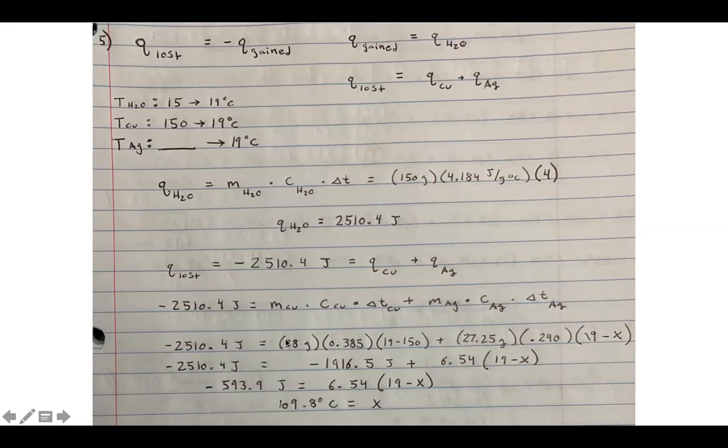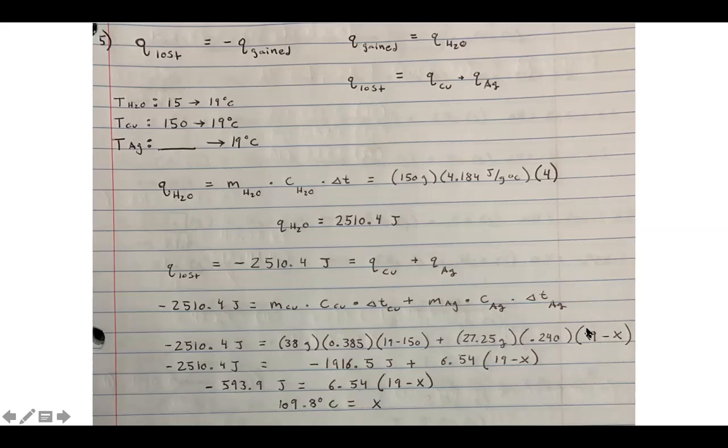Okay, and so down below, all I do is plug in my values, right? So 38 grams of copper, its specific heat is 0.385, and its temperature went from 150 to 19, and so our final temperature, 19, minus our initial temperature, 150, would be our delta T. And then we can fill in our information for silver as well, right? The mass of silver is a little bit over 27 grams, and the specific heat is 0.24.